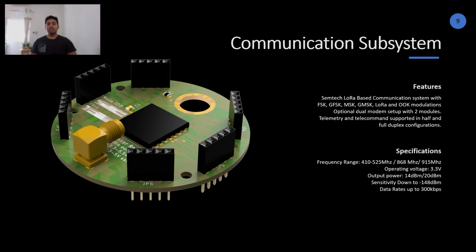The communication subsystem is designed around Semtech's LoRa protocol. LoRa is usually used for IoT, but it can be used for other applications as well. It supports FSK modulation, GFSK, MSK, GMSK, and LoRa and OOK modulation. So even if you don't want to use LoRa's modulation technique, you can always use standard FSK to transmit your data. There is an optional dual modem setup which allows full duplex communication.